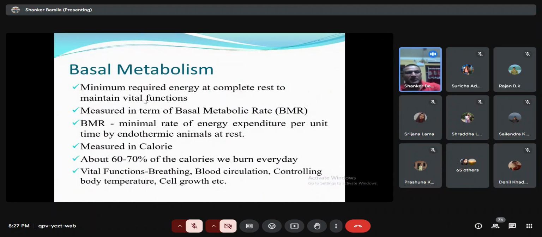The basal metabolic rate is defined as the minimal rate of energy expenditure per unit time by endothermic animals at rest. It is also measured in calories, and about 60 to 70% of the calories we burn every day are in the form of basal metabolism.